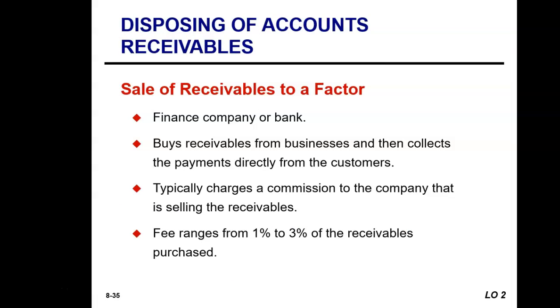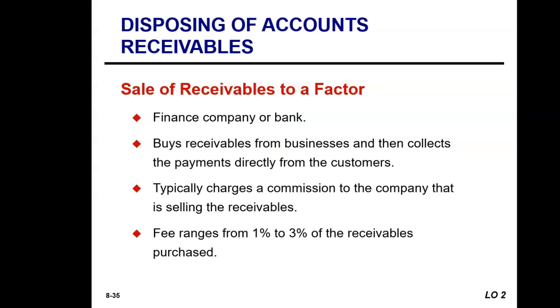We're going to switch gears a little bit. We're still discussing receivables, but what's called factoring of receivables. What does that mean? Pretty much it means that a company is going to sell the receivables to a finance company or a bank. Why would they do that? In order to speed up the collection process. So we need money and we want it now.